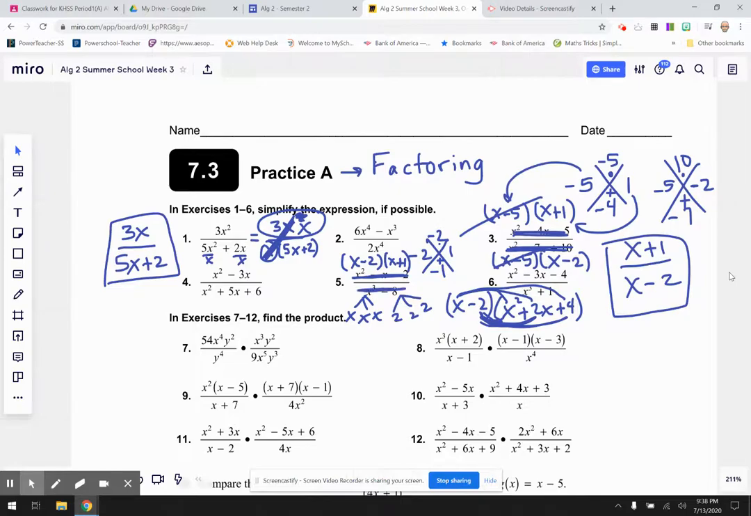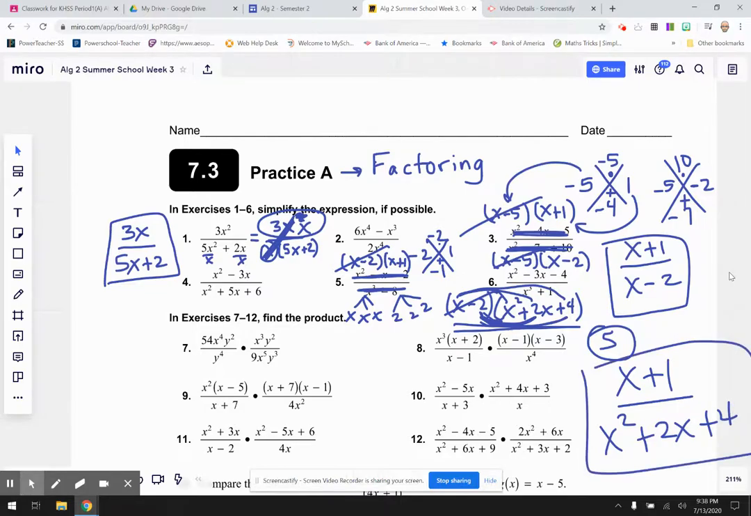So we factored that into these two parentheses. And luckily, the x minus 2 is the same on top and bottom. So our answer to number 5, kind of a messy answer, is x plus 1 on top, and we have x squared plus 2x plus 4 on the bottom. And that is factored. Okay, so that was 5.